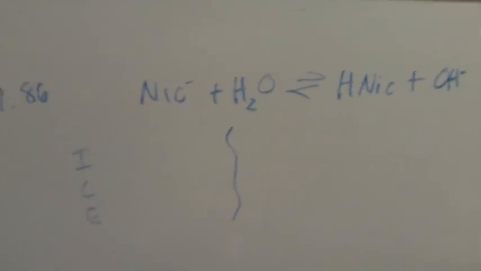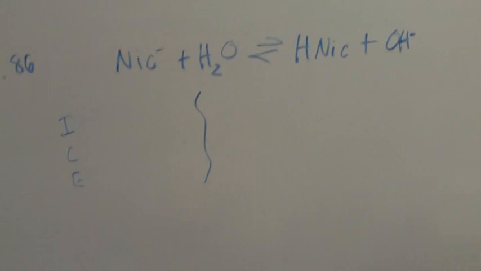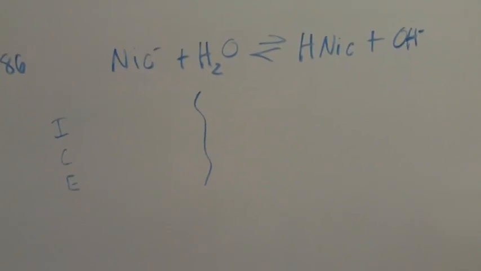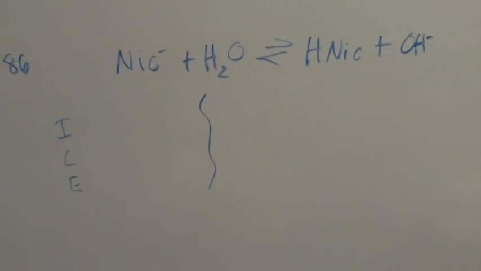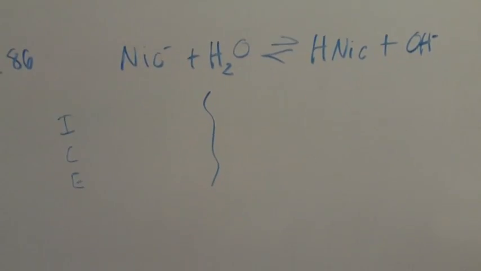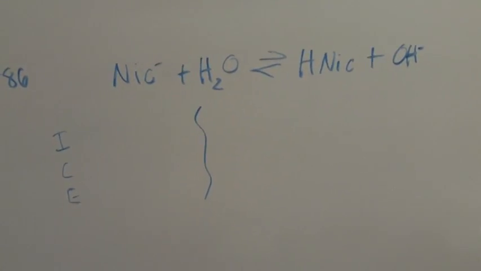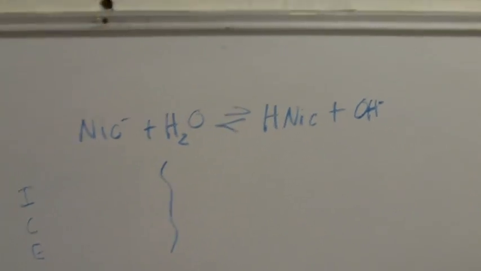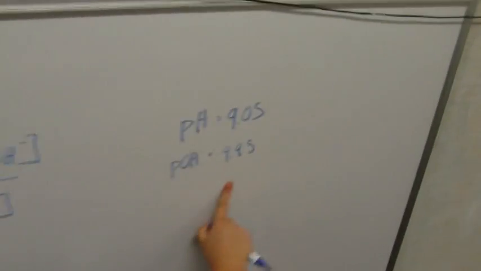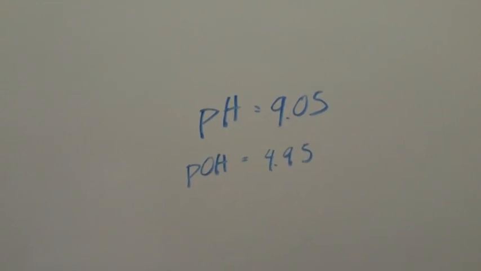17.86. A 1.8 molar solution of sodium salt of nicotinic acid, also known pharmaceutically as niacin, has a pH of 9.05. What is the Ka value of nicotinic acid? All right, they give us the pH at 9.05. From that, we find the pOH, and from there, we're going to transition over to a nice table. Surprising? I don't think so.